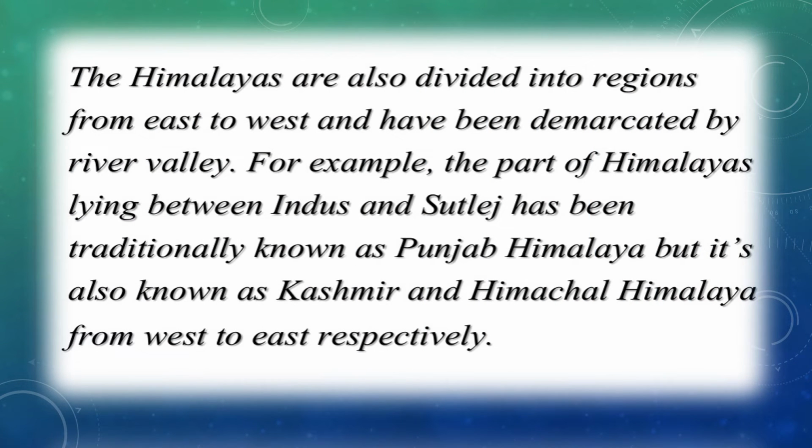The Himalayas are divided into regions from east to west and have been demarcated by their river valleys. For example, the part of the Himalayas lying between the Indus and Satluj has been traditionally called the Punjab Himalayas. But it is also known as Kashmir and Himachal Himalaya from the west to east, respectively.